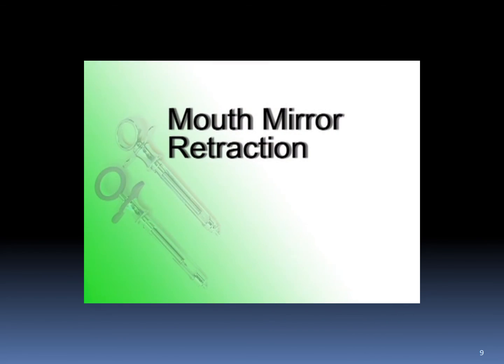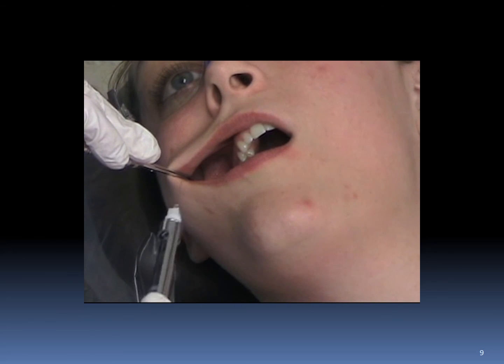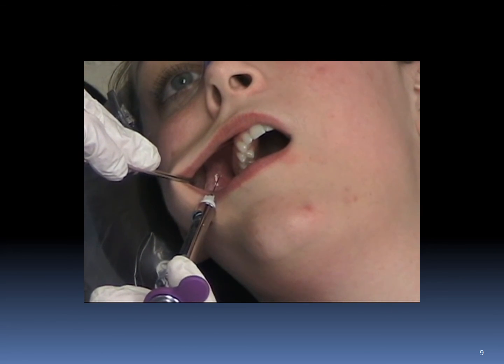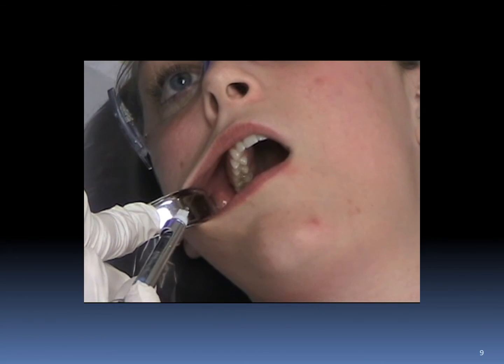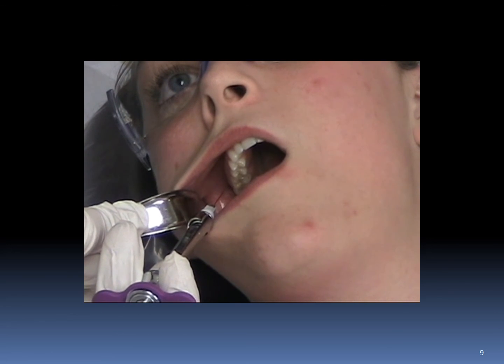Clinicians with larger hands will find it more difficult to safely retract in restricted areas of the mouth. The mouth mirror provides both adequate retraction and eliminates the risk of needle stick injury during penetration. As demonstrated here, a surgical retractor can also provide safe retraction in restricted areas of the mouth.